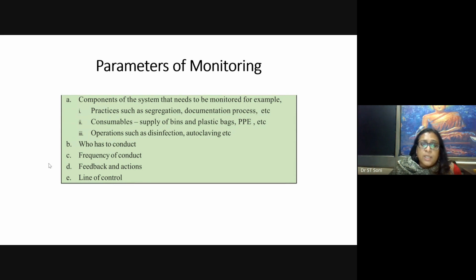Who will be conducting it? How will it be conducted? What is the frequency? What is the line of control? Who will take the feedback? So all of these we need to discuss in our managerial and administrative aspect, jot down, and come out with a policy.